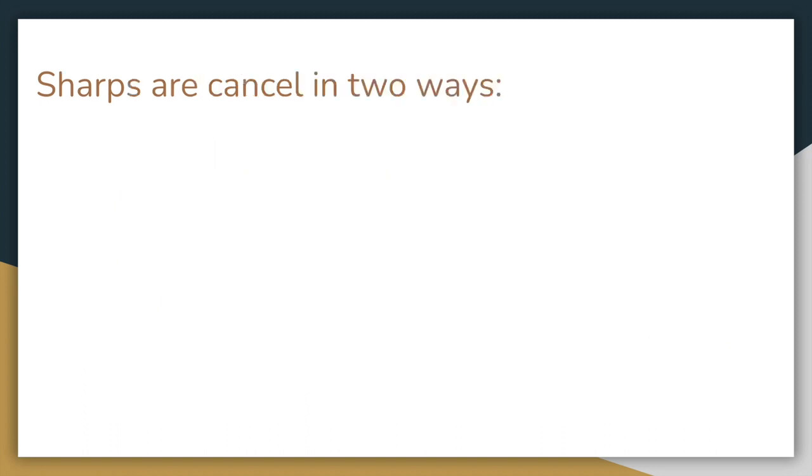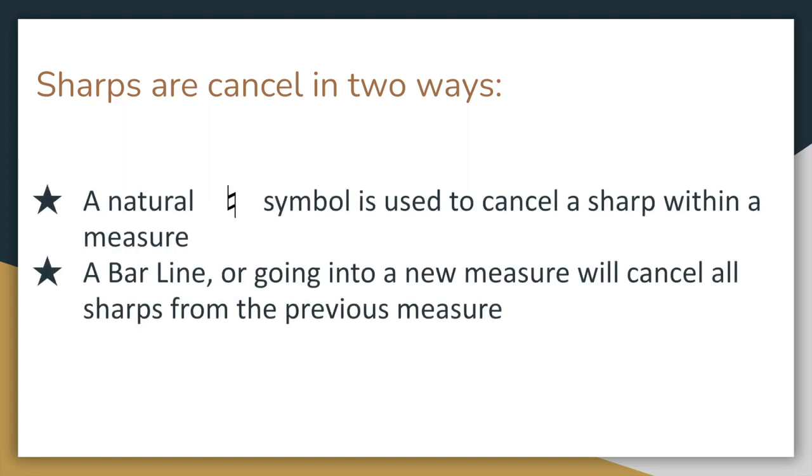So sometimes we need to turn sharps off, and there are 2 ways that we can do that. First, we can use a natural symbol to cancel a sharp within a measure. So if we have a note that is sharped and we need to turn it off before the next measure, we use a natural symbol. You can also equate the natural symbol as normal. You're turning that note back to what it normally was. So for example, if a note was sharped up to the 2nd fret and you have a natural, it's going to turn it back to the 1st fret.